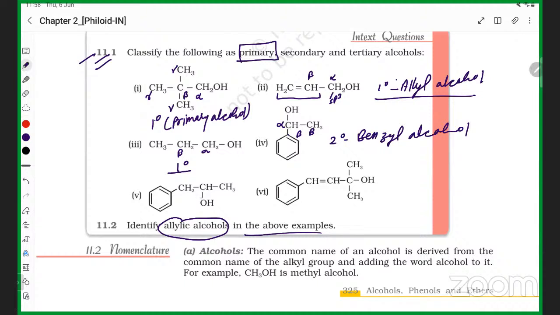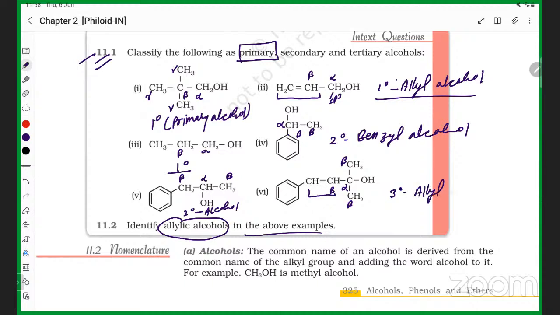Now this one. This is alpha carbon, this is beta. Okay, so what is it going to be? Alpha carbon attached with 2 degree alcohol. What is this one? Alpha carbon attached with beta carbon, how many? 3 beta carbon, but carbon-carbon double bond is also there. So it is 3 degree allyl alcohol.